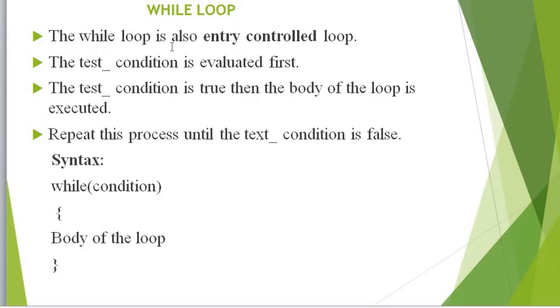Like the for loop, the while loop is also an entry control loop. The test condition is evaluated first. If the condition is true, then the body of the loop will be executed. If it is false, the body of the loop will not be executed. This process will be repeated until the test condition is false. This is the syntax for the while loop. While, in brackets, is the condition, and if the condition is true, the body of the loop will be executed. If the condition is false, the body of the loop will not be executed.